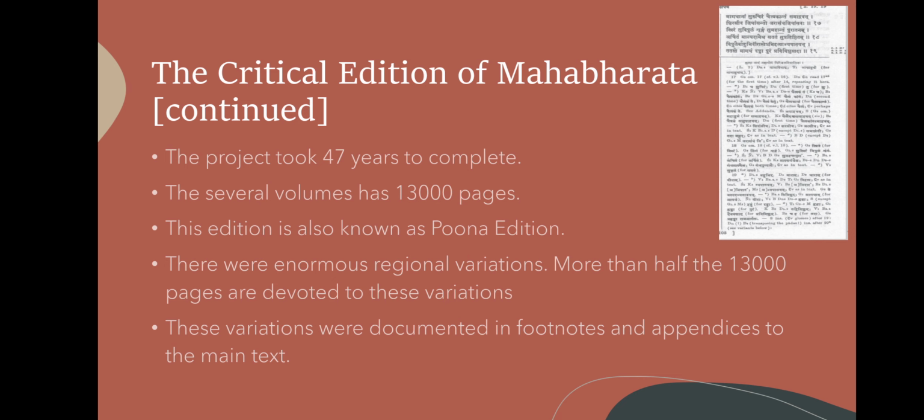This edition is also known as the Pune edition, as I have already mentioned. There were enormous regional variations. More than half of the 13,000 pages are devoted to these variations. So 50% of the 13,000 pages are dedicated to variation in the text, and these variations were documented in footnotes and appendices to the main text.